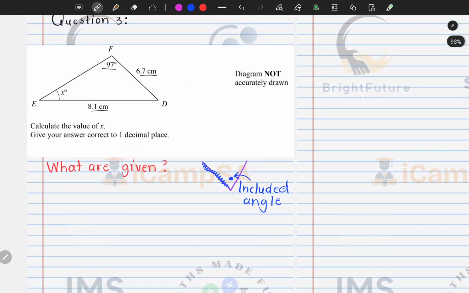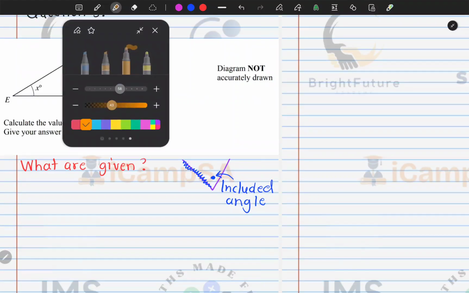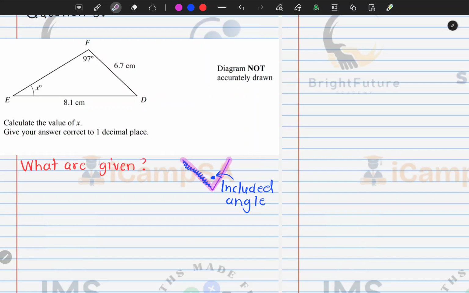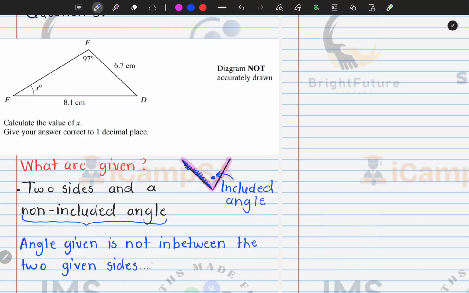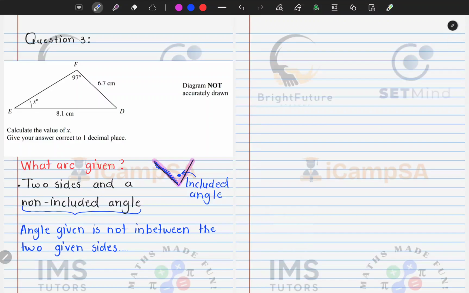However, when you look at our problem, we are not given that. We are given two sides and an angle which is not included, meaning that angle doesn't form part of the V. So the V would be the two sides which we are given side by side and an angle in between. So if you look carefully, our answer here is we are given two sides and a non-included angle. And a non-included angle, all that means in simple terms is that the angle given is not in between the two given sides. That is what we mean. So the angle given is not in between the two given sides.